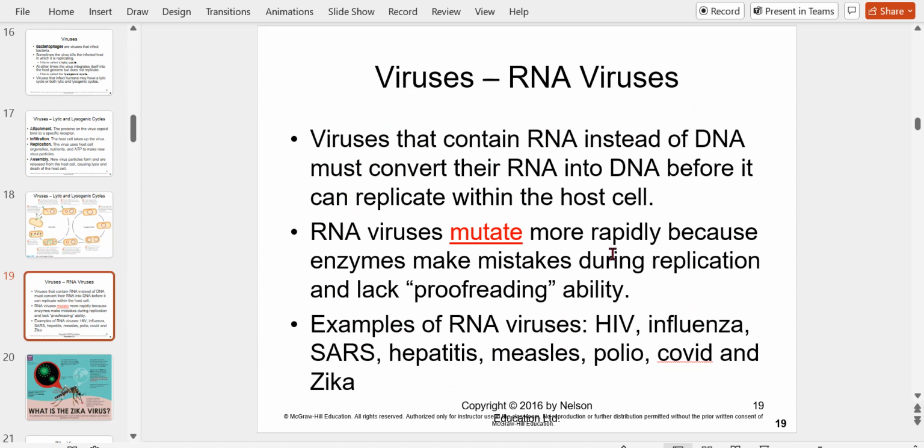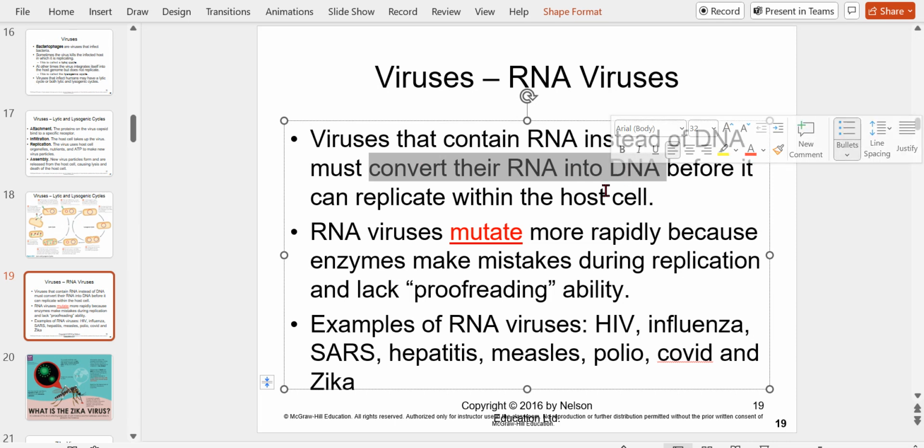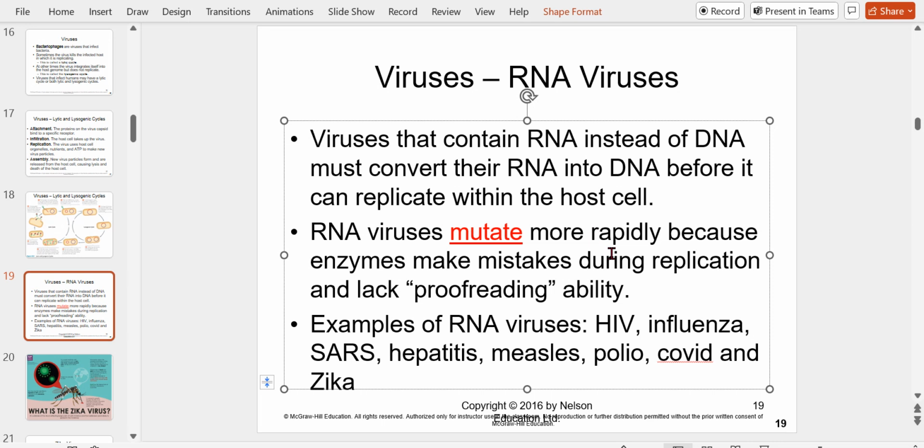RNA viruses. These are viruses that contain RNA instead of DNA. They must convert their RNA into DNA before it can be replicated within the host cell. RNA viruses mutate more rapidly because enzymes make mistakes during replication. They do not have any proofreading ability. Examples of RNA viruses: HIV, influenza, SARS, hepatitis, measles, polio, COVID, and Zika.